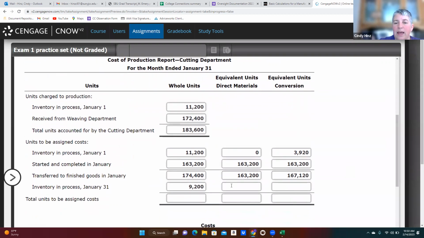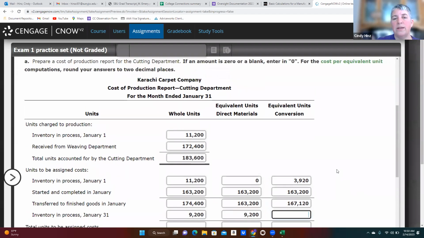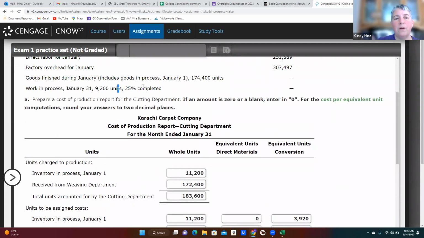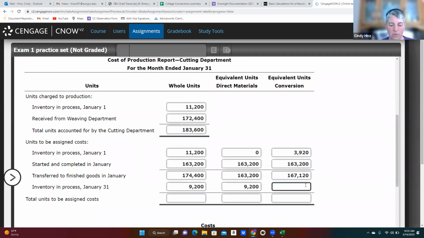Next line, ending work in process. Well, we added all the direct materials as soon as we started those units. So that's 9,200 units worth of direct materials. But those units weren't done. How much did we do? Well, the work in process at the end of the month was 25% complete. We did 25% of the work in January. 9,200 units times 25%. That's equivalent to 2,300 whole units.